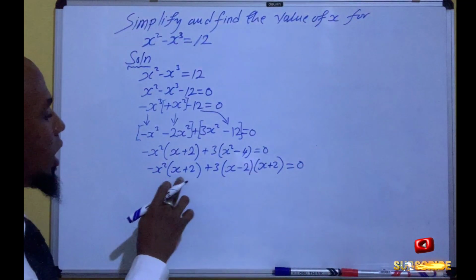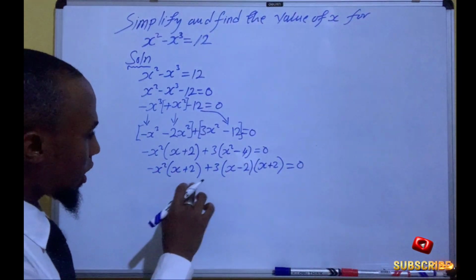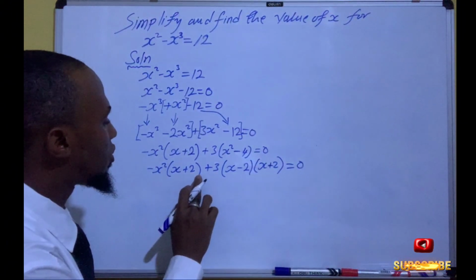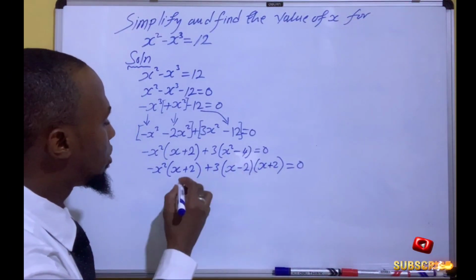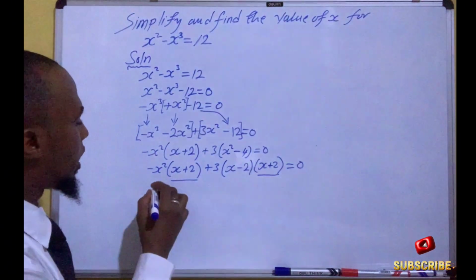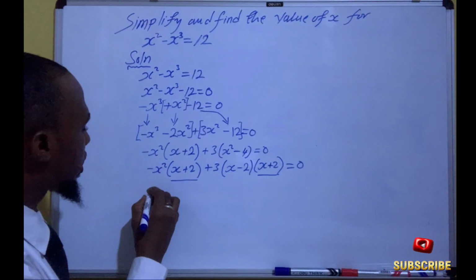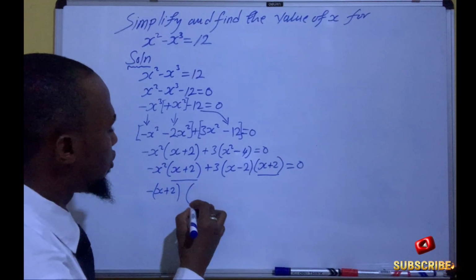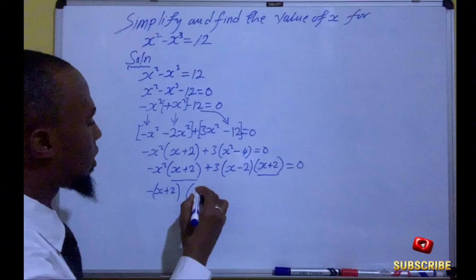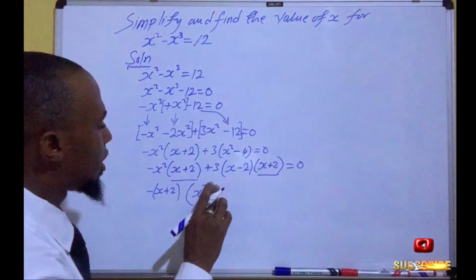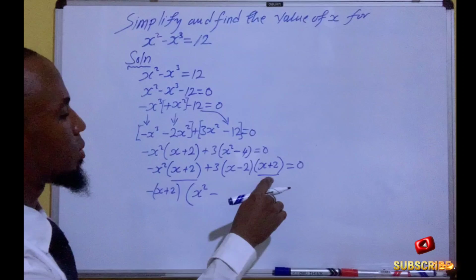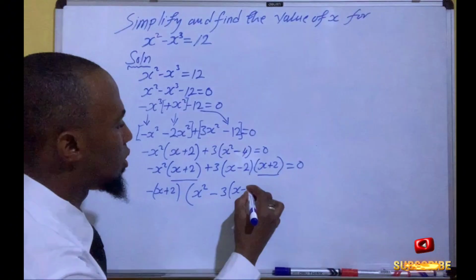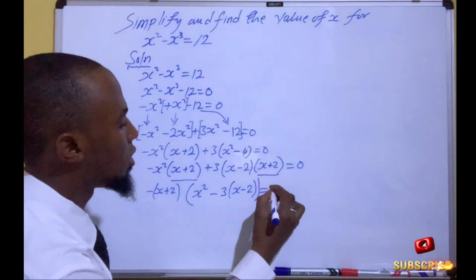Now we are going to pay attention to factorizing out. We still need to factor out here. We have x plus 2 here, and we have x plus 2 here. So this is what we are going to factor out, with the negative sign. We are going to have minus x plus 2, into, if you remove x plus 2, you are left with x squared minus 3 into x minus 2. Now everything is equal to 0.